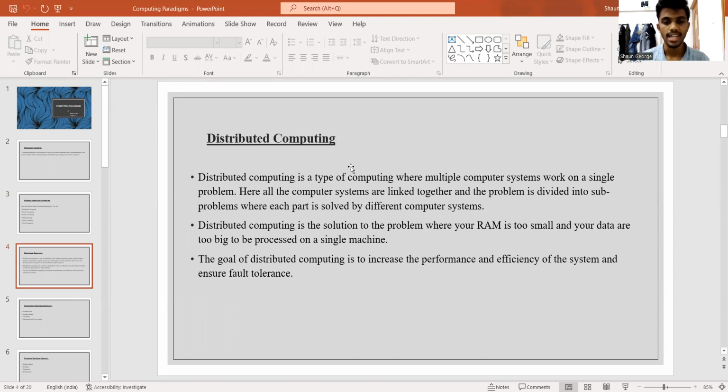Distributed computing is a type of computing where multiple computer systems work on a single problem. Here, all the computer systems are linked together and the problem is divided into sub-problems where each part is solved by different computer systems. Distributed computing is a solution to the problem where your RAM is too small and your data are too big to be processed on a single machine. The goal of distributed computing is to increase the performance and efficiency of the system and ensure fault tolerance.